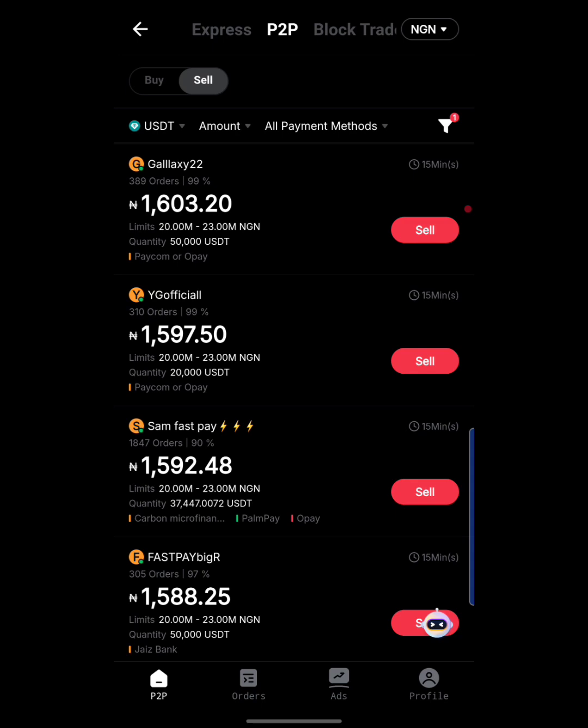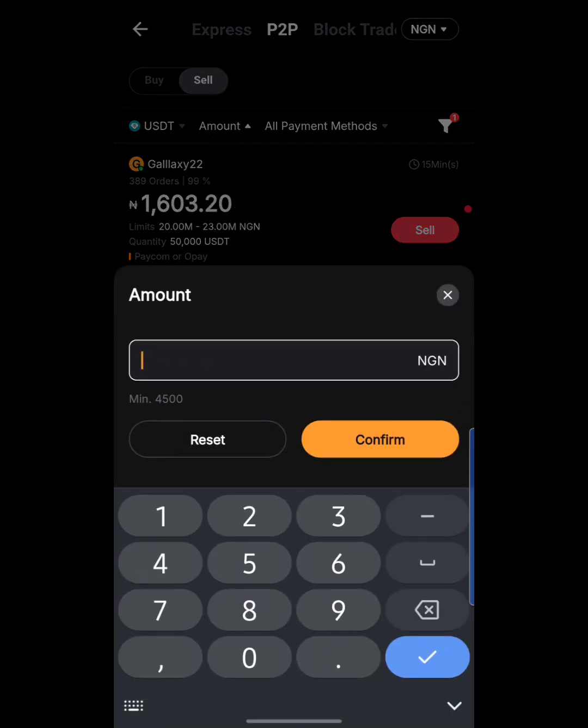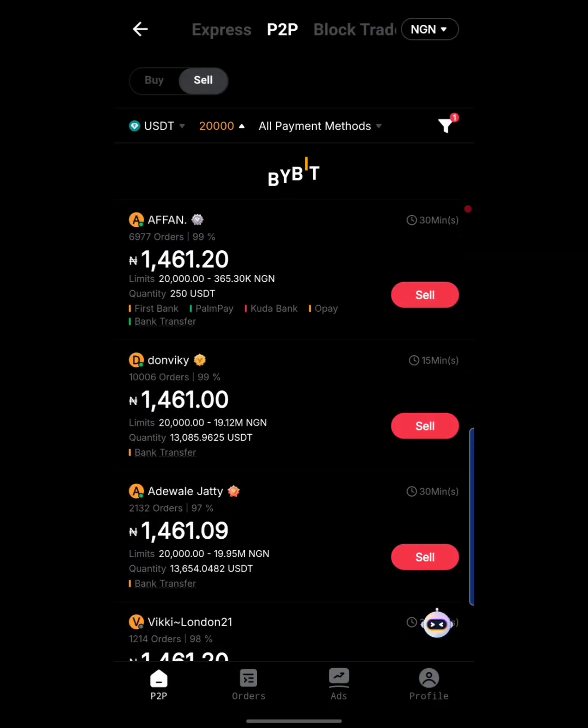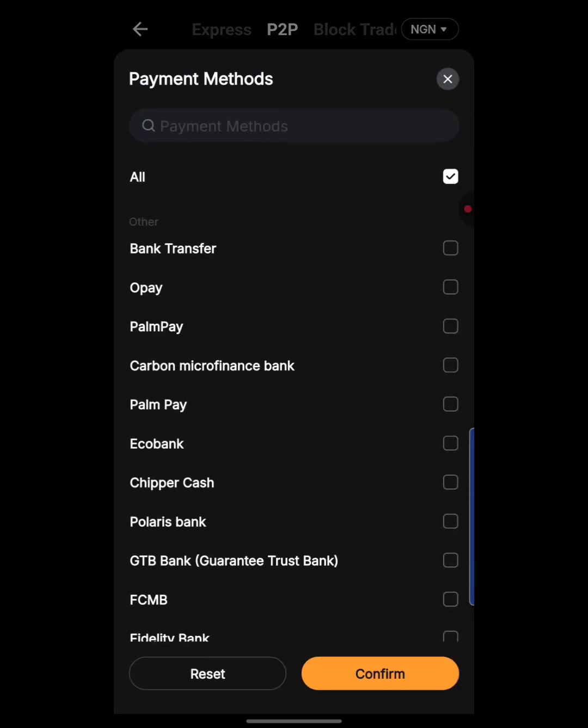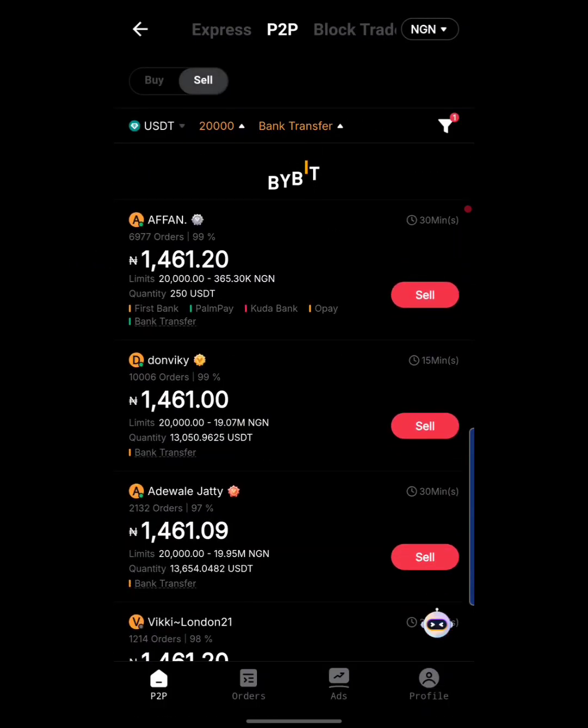Right now let's calculate the profit margin behind the sales side. I'm going to hit on this place up here that says amounts, and then I hit on 20,000 naira. I'm going to hit on confirm. Over here that says all payment method, I'm going to hit on it and simply hit on bank transfer and then hit on confirm down below here.